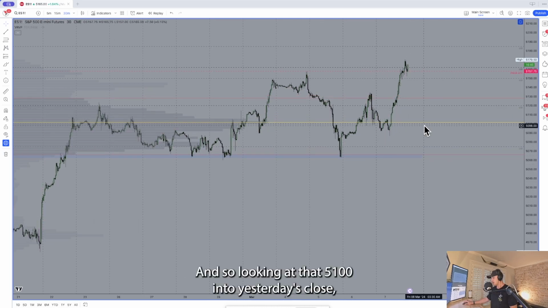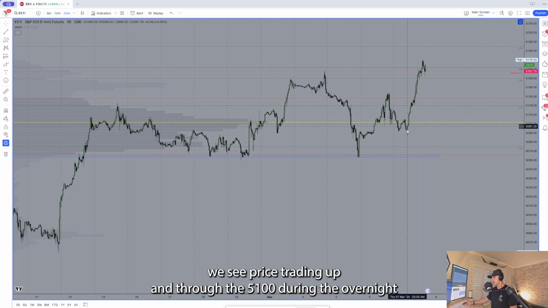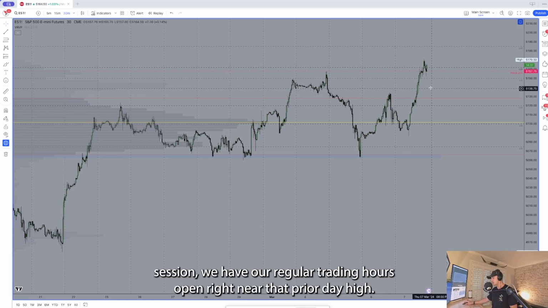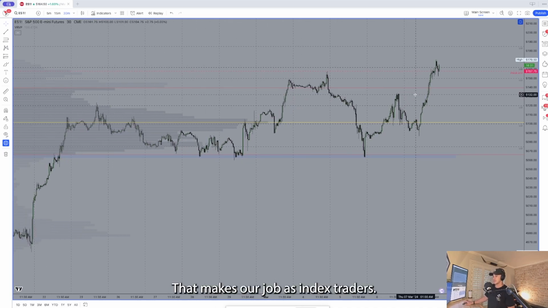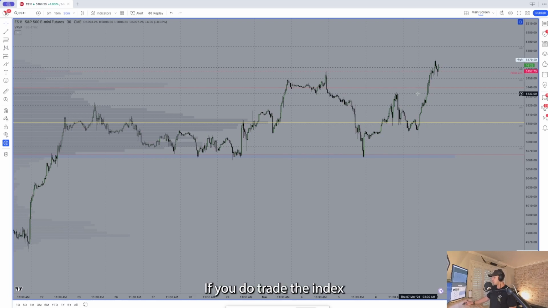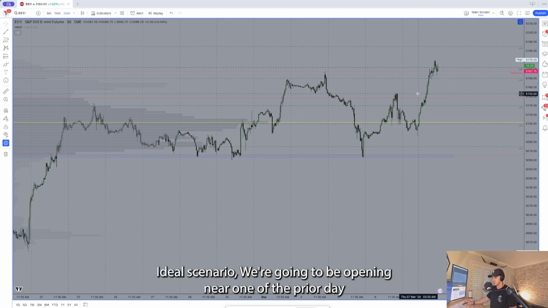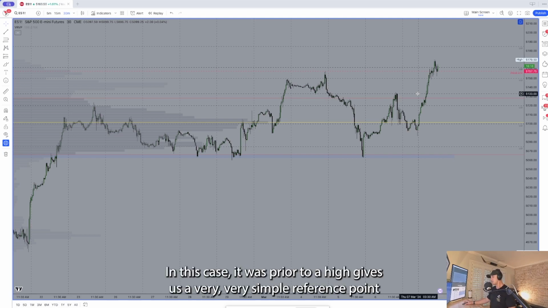And so looking at that 5100 into yesterday's close, we see price trading up and through the 5100 during the overnight session. We have a regular trading hours open right near that prior day high. That makes our job as index traders, if you do trade the index or you're looking at the index, pretty easy, right? Ideal scenario, we're going to be opening near one of the prior day edges, whether that be prior day low or prior day high. In this case, it was prior day high.